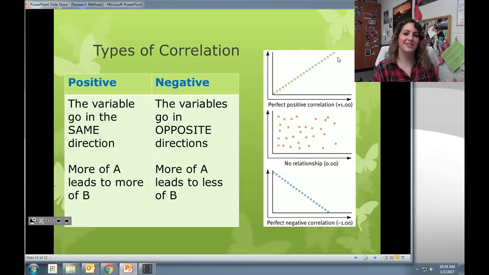Less studying leads to less good grades, so they go in the same direction. They're directly related. A negative relationship still means that there's a relationship. It just means that there's a negative one, meaning more of one variable will lead to less of another.